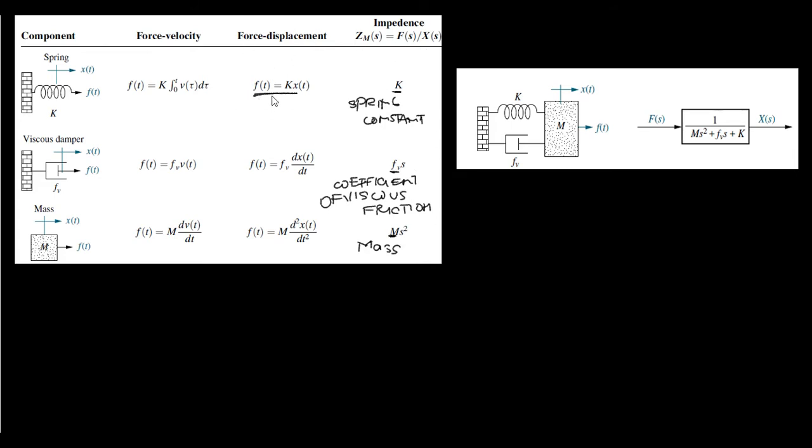Dito nag-originate yan sa force displacement. Like for example, itong K. If we take the Laplace transform, so F of s equals K X of s. So, kunin natin yung impedance, F of s over X of s, equal siya sa K. So, yun yung reason. Dito siya nanggaling. And same thing for viscous damper and the mass.